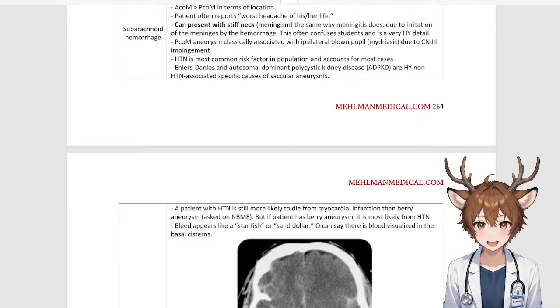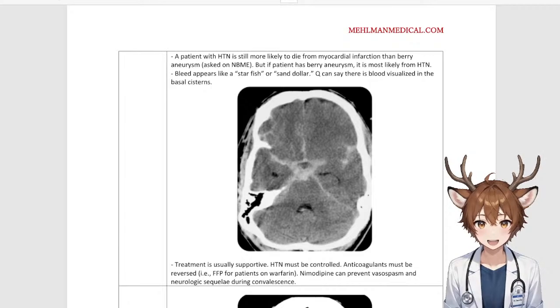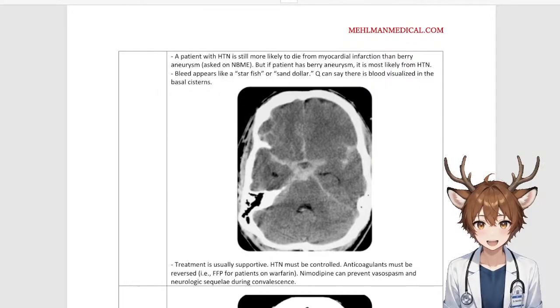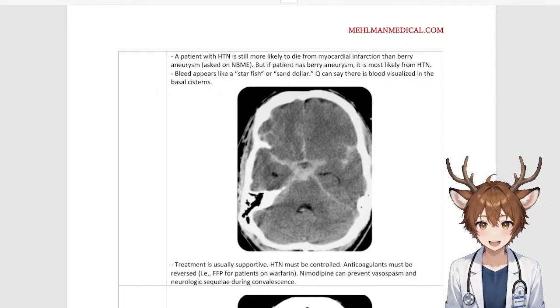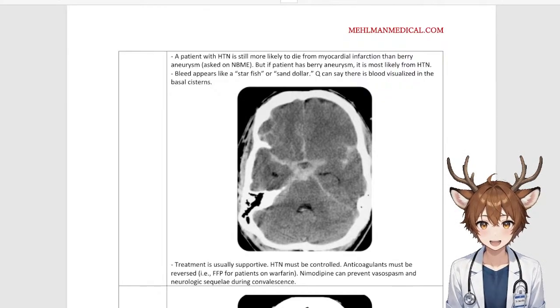The question can say that there is blood visualized in the basal cisterns, and so you can see that sand dollar shape right there for the brain. Treatment is usually supportive. Hypertension can be controlled. Anticoagulants must be reversed, i.e. fresh frozen plasma for patients on warfarin. Nimodipine can prevent vasospasm and neurologic sequelae due to convalescence.